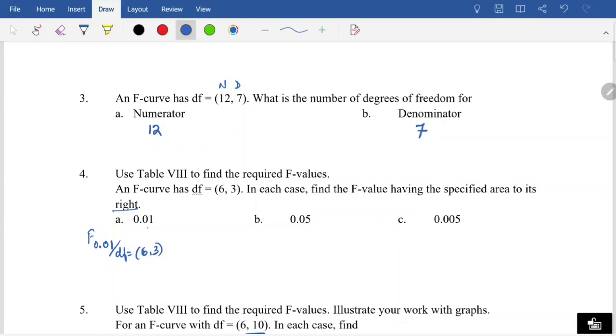So we are going to refer to our table. Now you can also use a graphing calculator to find these values, but I'm going to show you how we can go to our table and find the values, right? So F of 0.01 with df 6, 3. So let me pull up the table here.